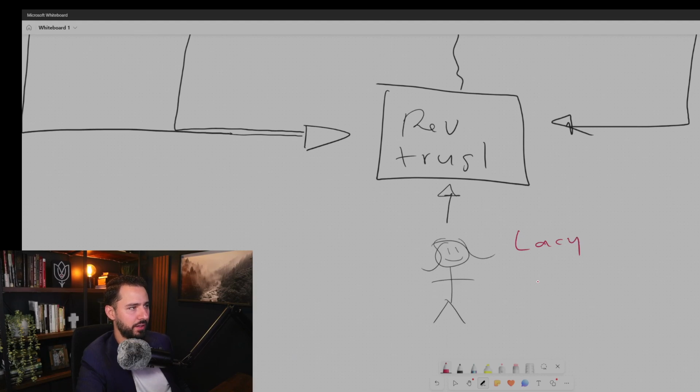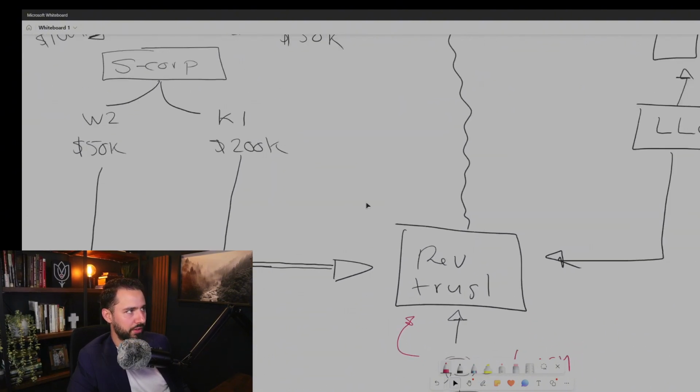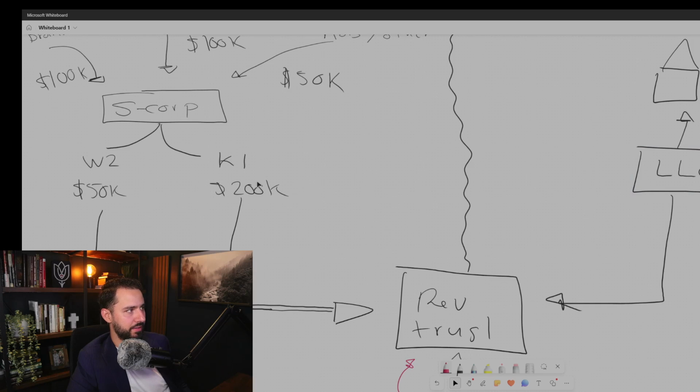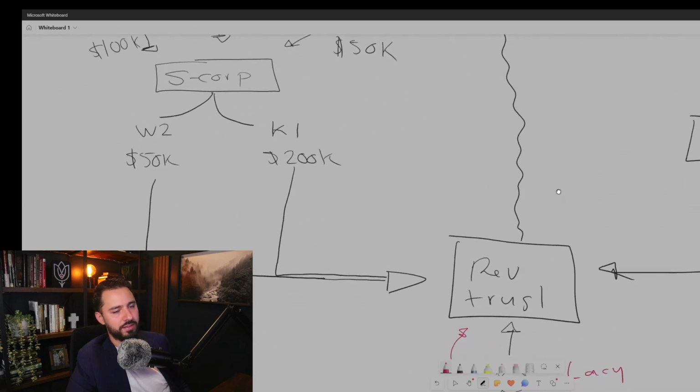And Lacey here was smart, and she set up a revocable trust. She went to an estate attorney and she said, hey, I need a revocable trust to make sure all of my assets, my S corporation and my rental LLC are owned by my revocable trust. And the estate attorney probably charged her anywhere between $2,500 to $3,000 to get that structured. And now she has a revocable trust, right?